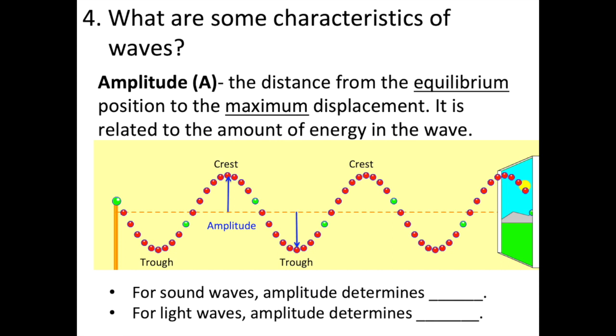So first of all, we're going to look at the amplitude. Amplitude is the distance from the equilibrium position to the maximum displacement. It is related to the amount of energy in the wave.